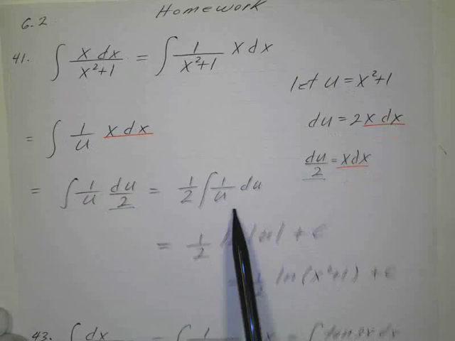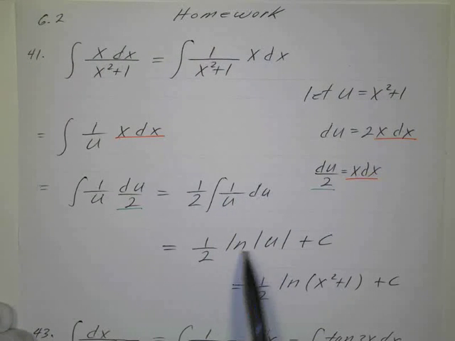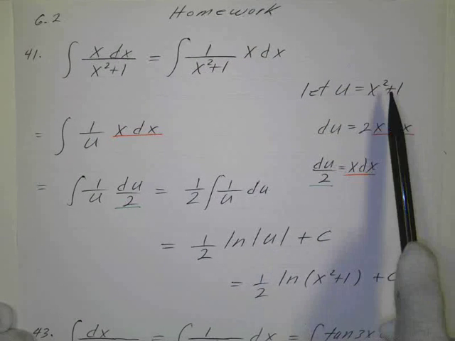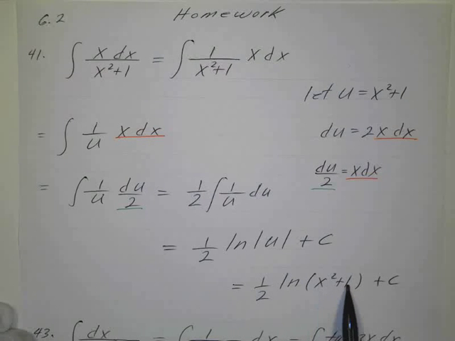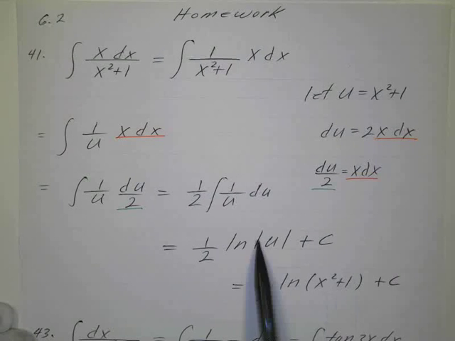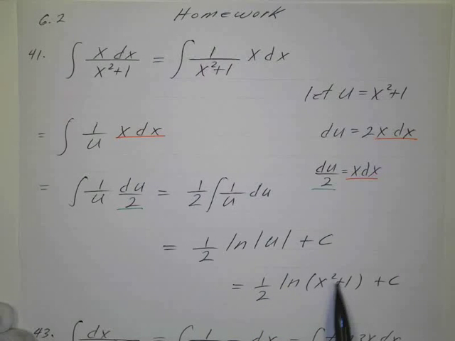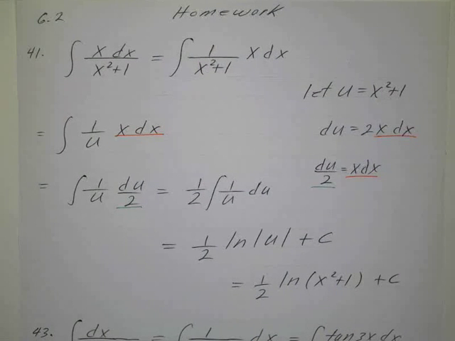That's right on page 332, and the integral of 1 over u du is just the natural log of u plus c. I've got a 1/2 in front, but what was u? u was x squared plus 1. Now x squared plus 1 is always positive, because x squared is always positive or 0, so it's always going to be 1 or bigger, so I don't need the absolute value. So it's 1/2 the natural log of x squared plus 1 plus c.